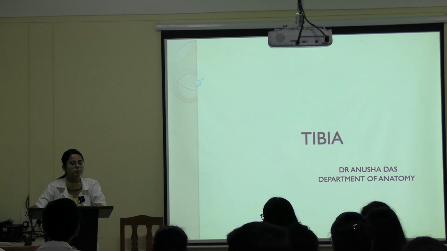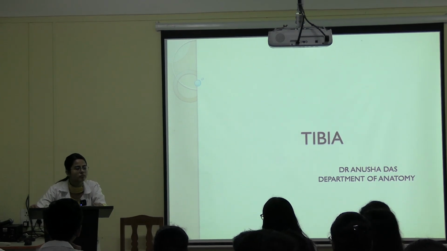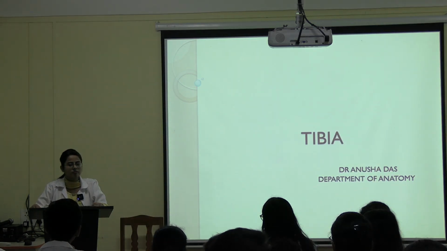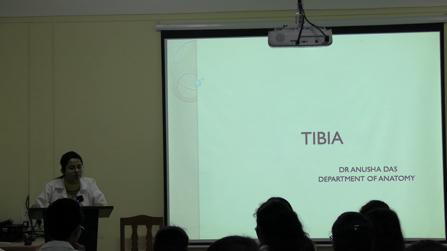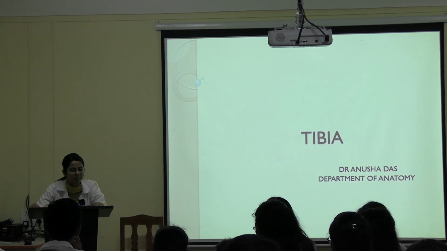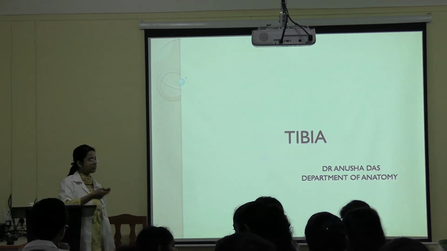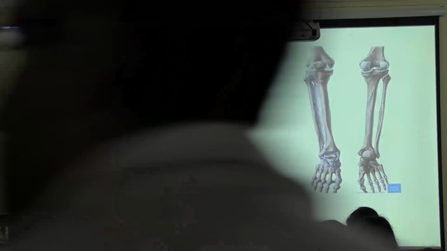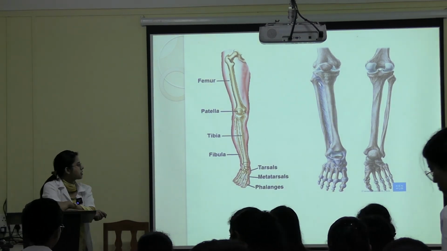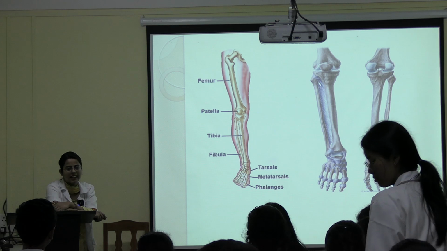In which part of lower limb? Lower part means below. What is that part called? Leg. So it is the medial bone of the leg. So tibia is the medial bone of the leg.